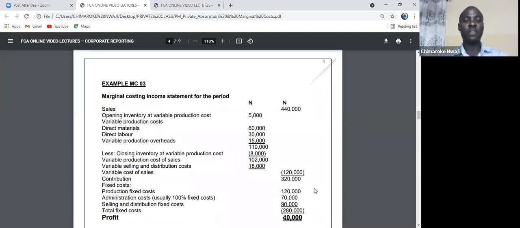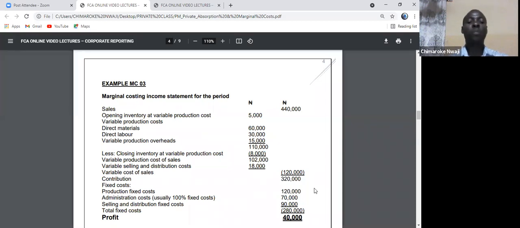You now start bringing the fixed costs. We have production fixed cost is here, 120. Sorry, this 120 is supposed to be in the first Naira sign. Sorry, it is shifted to the second Naira sign. It's supposed to be in the first Naira sign. The same thing with the admin costs. Admin cost is usually fixed cost all through, 70,000 Naira. Then the selling and distribution fixed cost.